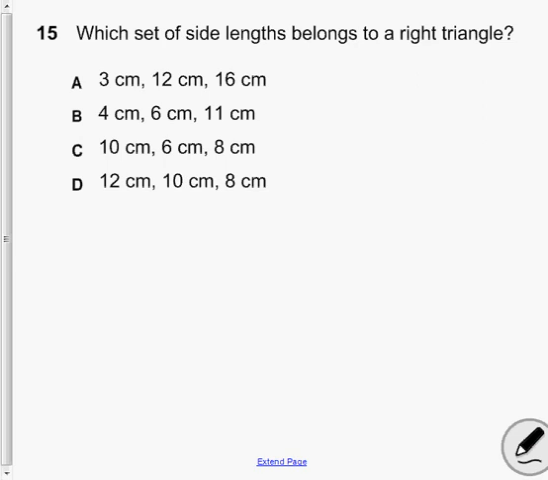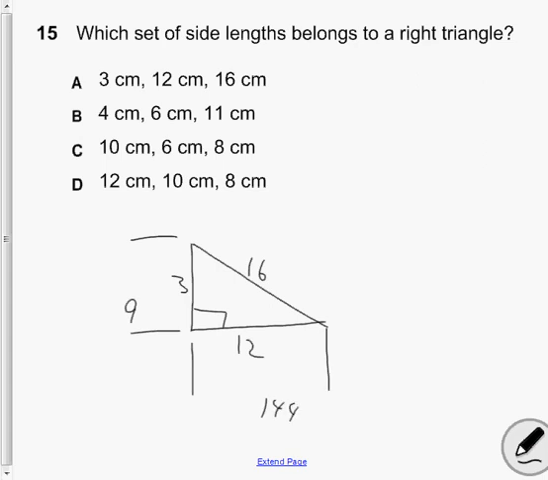Question 15. Which set of side lengths belongs to a right triangle? So really what it's asking you is, since you know the longest side is the hypotenuse, we'd have 3, 12, and 16 for this. Is this a right triangle? Well, this would be 9 for the area of the square attached to that leg. This would be 144 for the area of the square attached to that leg. And this one is 16 squared, which is 256. And 9 plus 144 is not 256. So we can say it's not that one.